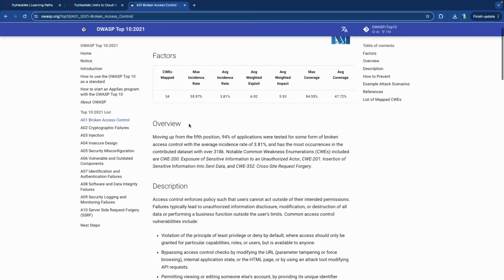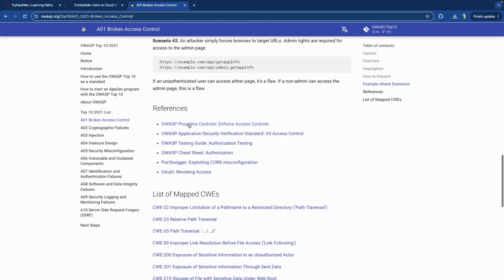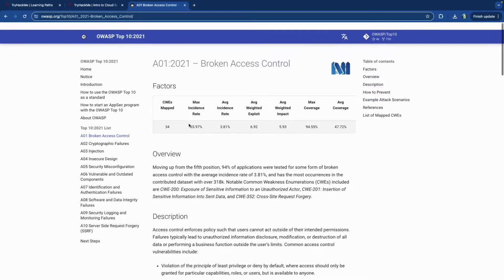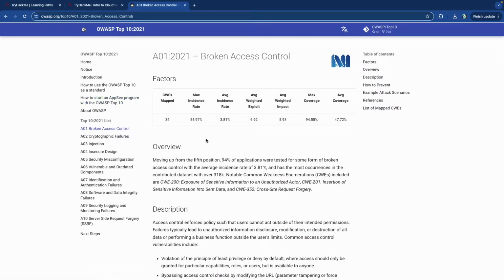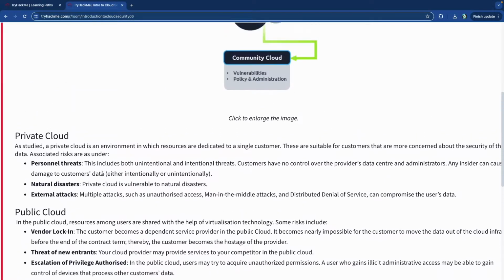But if you just go through this stuff right here, how to prevent, examples of attack scenarios, references that are for the, if you just go through what's available on the OWASP website, you would be good. You would have a better understanding than most people of how to understand what the list is, how to measure a company's posture against the OWASP top 10, and then from there how to remediate and protect against it. So that is what that is.